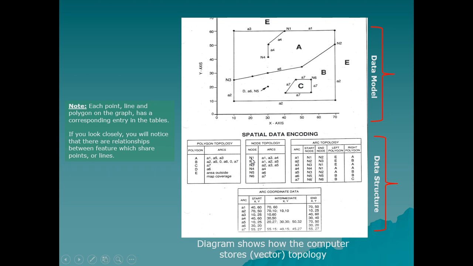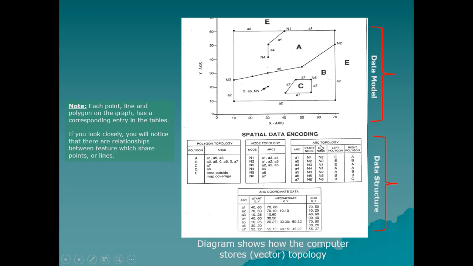Alright, let us look at some arc topology. Let's look at the arcs connected to node 1. So we have node 1. Node 1 is connected to line A1, line A3 and A4. And similarly, you can go through all of these and find the spatial relationships yourself.